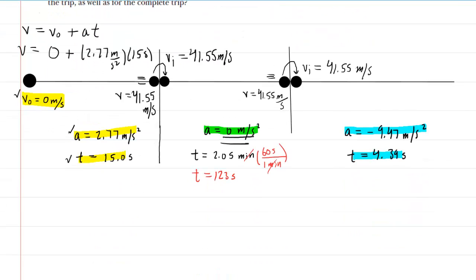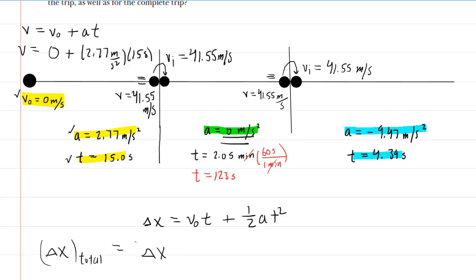So we'll come down below and do so. Why don't we write down the equation one more time for reference. So the displacement is equal to the initial velocity times time plus 1/2 acceleration times time squared. And again, the total displacement, maybe we can write this as delta x total, is going to equal the delta x for phase 1 plus the delta x for phase 2 plus the delta x for phase 3.